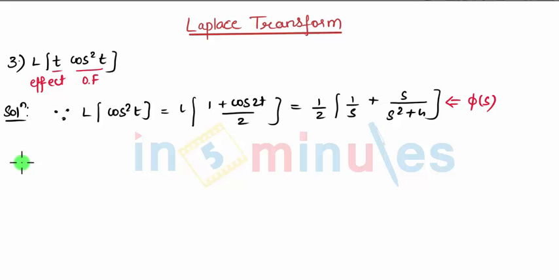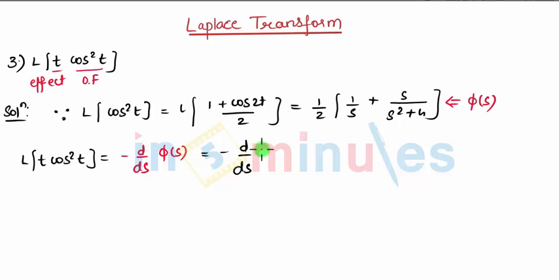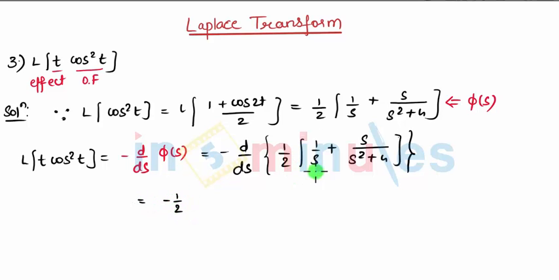Let's put in the effect. Now t into cos square t comes with the effect minus d by ds of phi of s. That is minus d by ds of 1 by 2 times (1 by s plus s upon s square plus 4), which equals minus 1 by 2, taking it outside. Differentiation of 1 by s is minus 1 by s square, plus the differentiation of s upon s square plus 4.